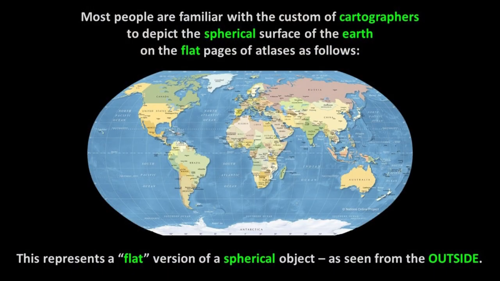Why am I putting this on? Because when we see the spacecraft picture, we must know what we're seeing. We must understand what we're seeing. This is a round thing, and we know that it's now flat there, and we know what the cartographer meant when he drew it like that, because he had to fit it into an atlas which has flat pages. That's why, right? This represents a flat version of a spherical object as seen from the outside. Do you agree?